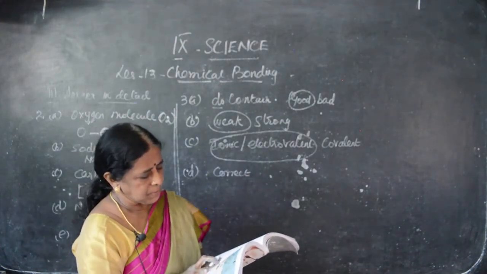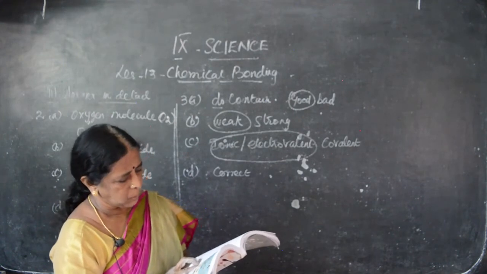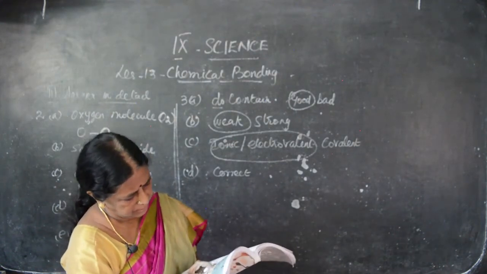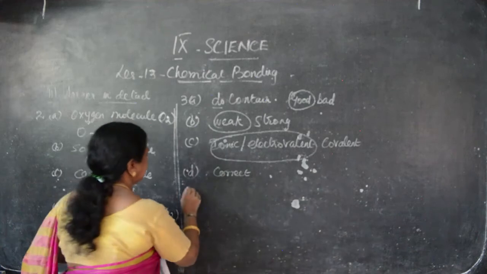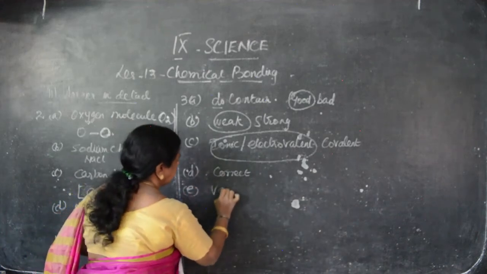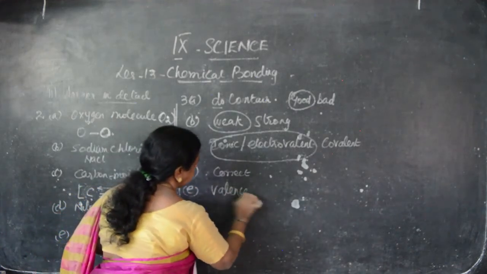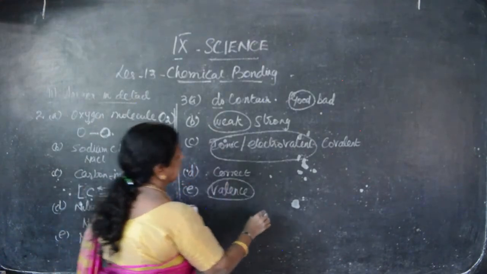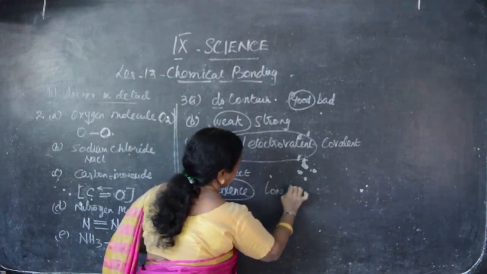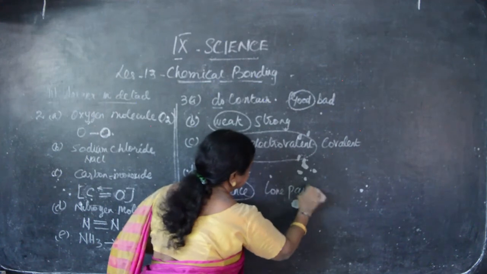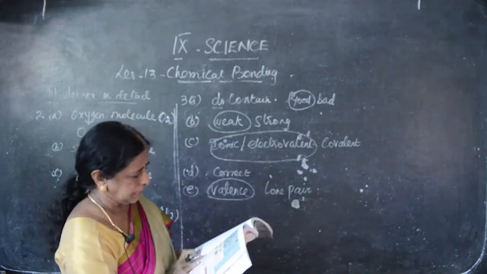E, the electrons which are involved in bonding are called valence electrons. So, instead of valence, this is wrong. You have to write lone pair of electrons. Lone means what? Single. Lone pair of electrons.